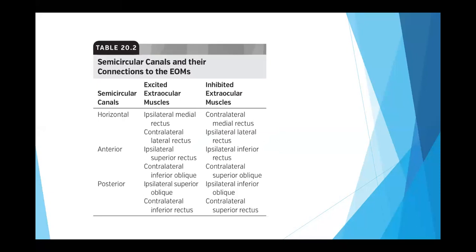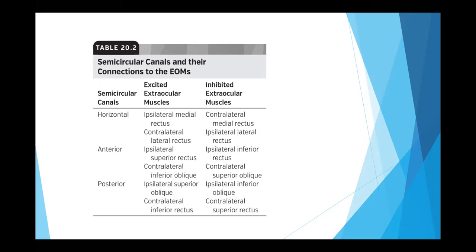Coming to the connection between the semicircular canal and the extraocular muscles. These are called extraocular muscles, which means they are outside the ocular. Ocular means your eyeball. These muscles are outside it. There is no muscle inside it. That's why they are called extraocular muscles. The easiest and most important one is your horizontal. That's why it is always kept in the front. If there is some movement in the horizontal semicircular canal, you will have the lateral rectus and the medial rectus responding.